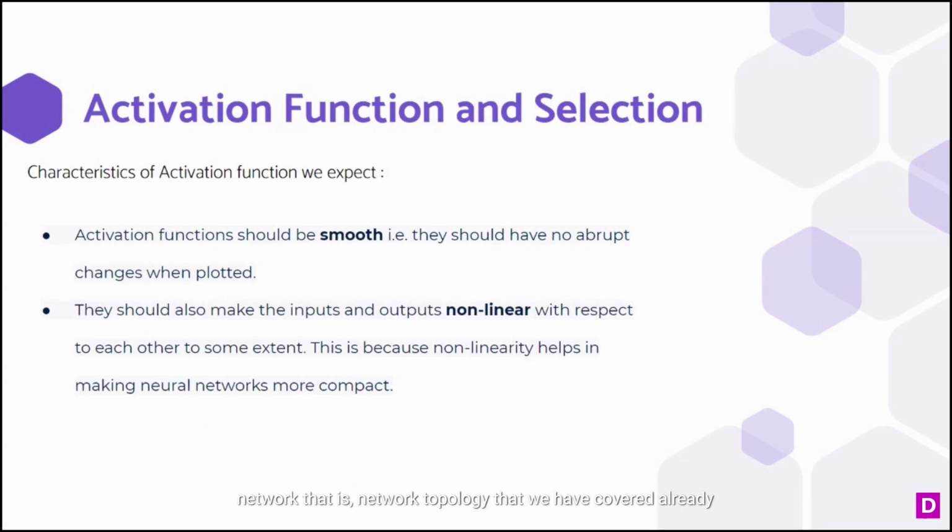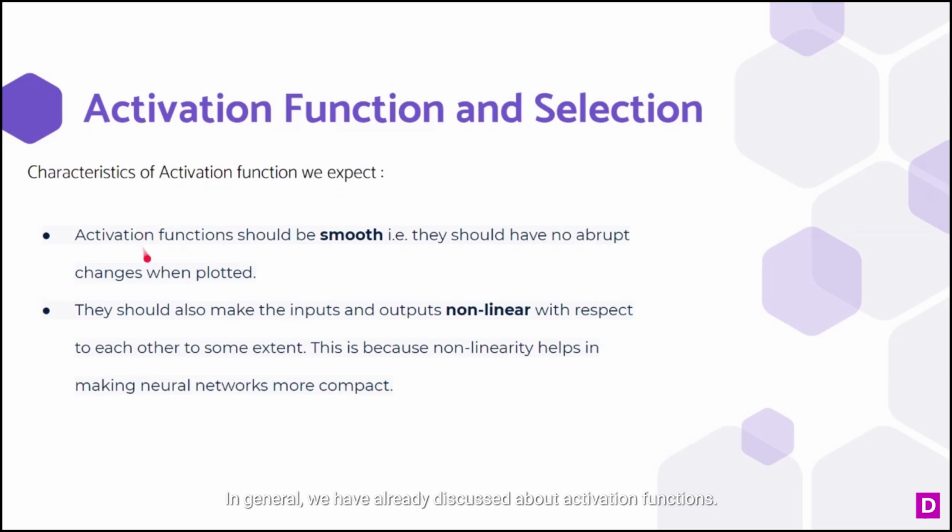That is network topology, which we have covered already. Input layer, we have covered it. Output layer, we have covered. Weights, biases. So all these things are done as of now. So the only thing we are left with would be the activation functions.